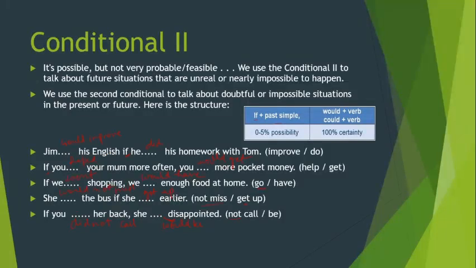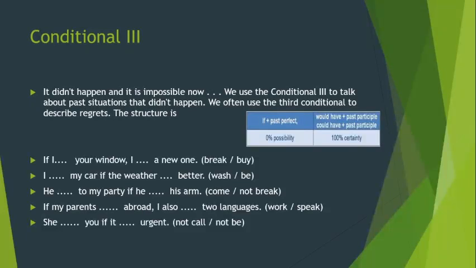Now we move to the third conditional, where we have the structure if plus past perfect form, had plus verb form, and in that case we use would have plus past participle. This is a totally unrealistic situation, and in general we use it to regret something that actually had not happened, and it's not possible in the future also.